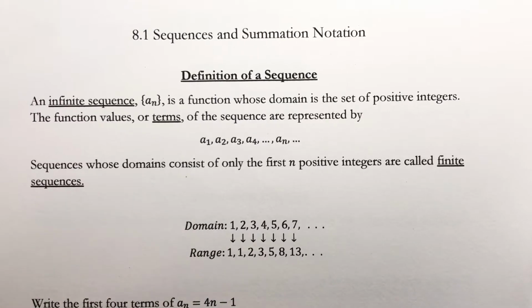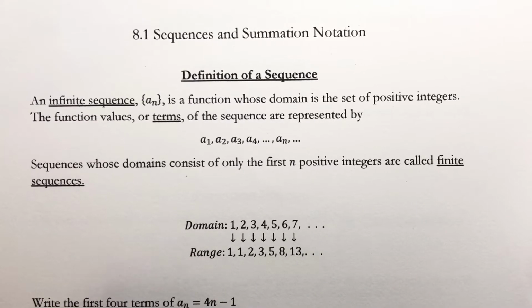Welcome to Chapter 8, the last chapter in the course. We're going to start with 8.1, which is sequences and summation notation. We're going to talk in general about some of our notation and about sequences, and then of course summation notation. And then in 8.2 and 8.3, we are going to talk about specific kinds of sequences and so on.